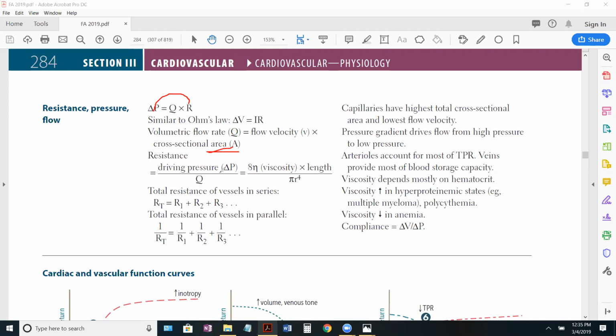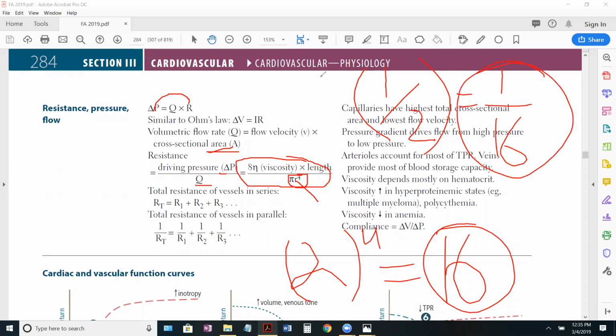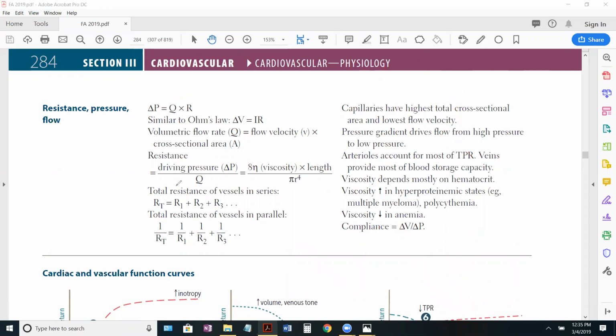So resistance is this one, and we discussed this equation. The most high yield parameter here is the fourth power of the radius. If the radius doubles, it means your blood flow will go up by 2 raised to the power 4, which is equal to 16. So increasing the radius will increase the flow 16 times. And if you decrease the radius by half, then believe me, your flow will decrease by 16 times. That's the power of the radius. And this is one of the equations.